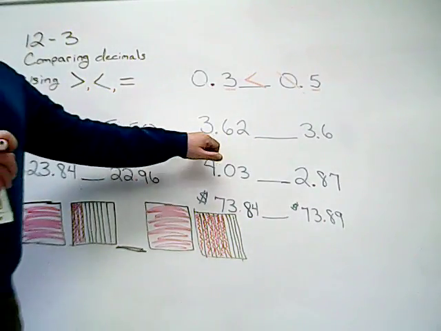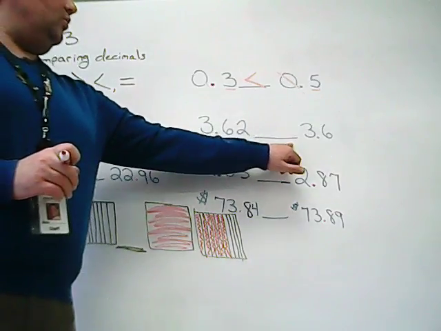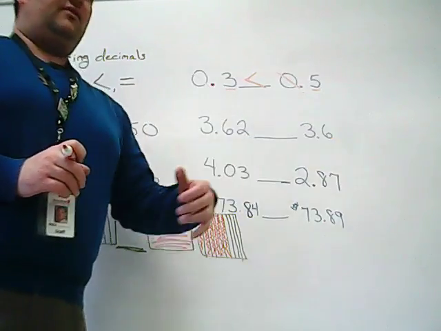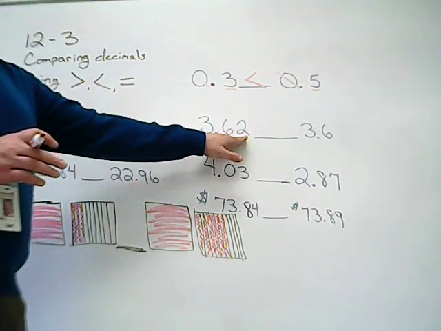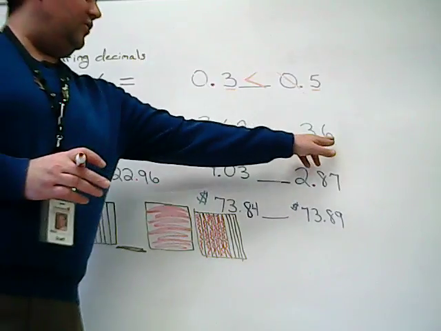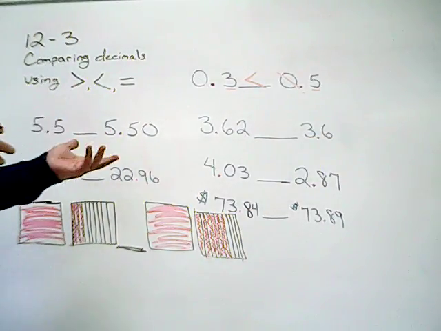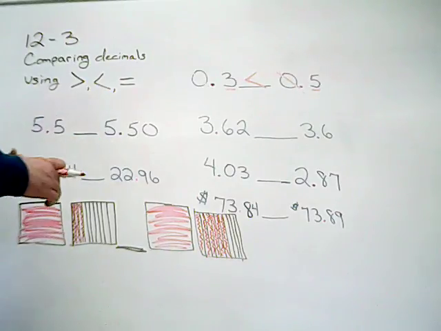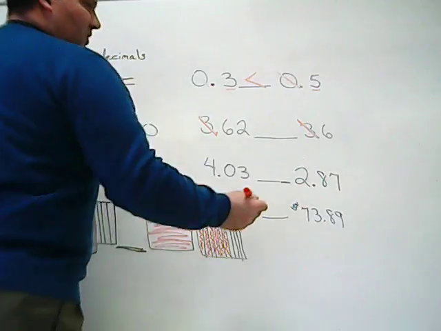Second example here, 3 and 62/100 is greater than, less than, or equal to 3 and 6/10. Don't get thrown off because this one has 2 digits after the decimal point and this one only has 1. Don't let that automatically come into play. Go through your comparison and figure it out. Well, this has a 3 in the ones place. This one has a 3 in the ones place.